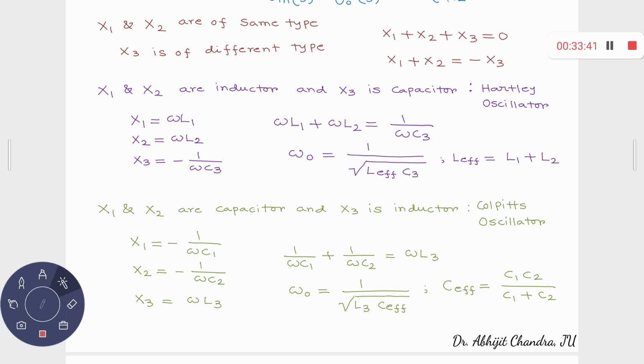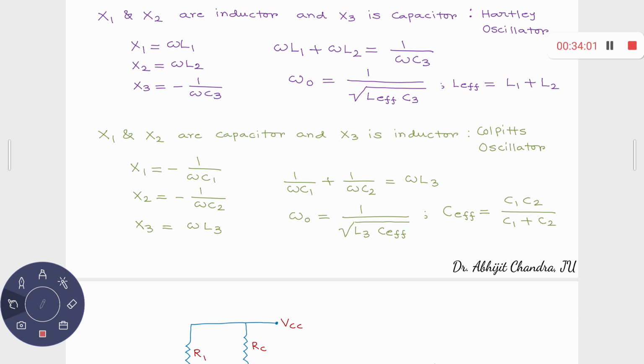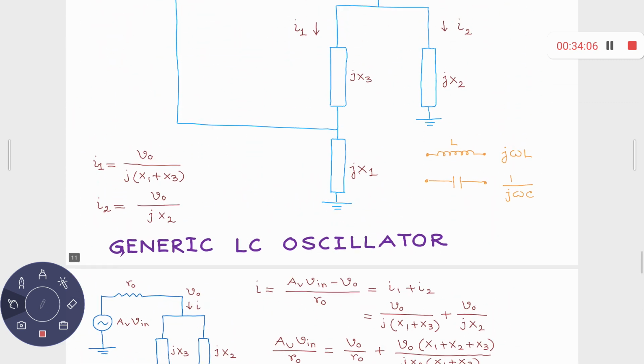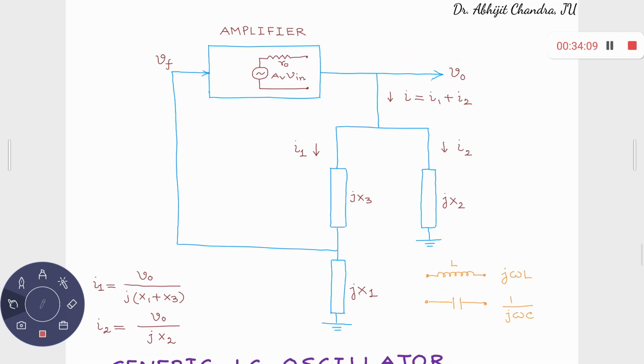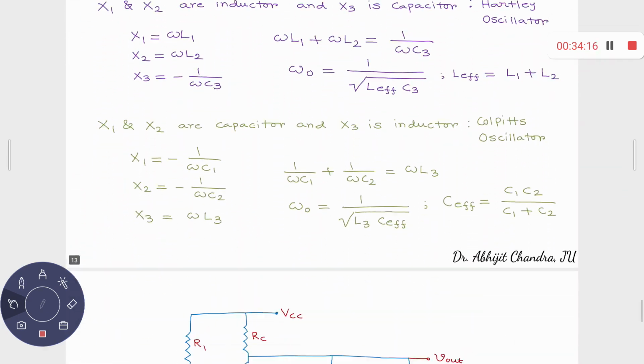So for a generic oscillator, the condition which has to be satisfied is that x1 plus x2 plus x3 is equal to 0. If x1 and x2 are inductors and x3 is a capacitor, then it's a Hartley oscillator. And if both x1 and x2 are capacitors and x3 is an inductor, then it is known as a Colpitts oscillator. Now let's go for the implementation. In this particular representation, we have just considered a generic block diagram. Then we go for some specific design for the Hartley and then Colpitts oscillator.